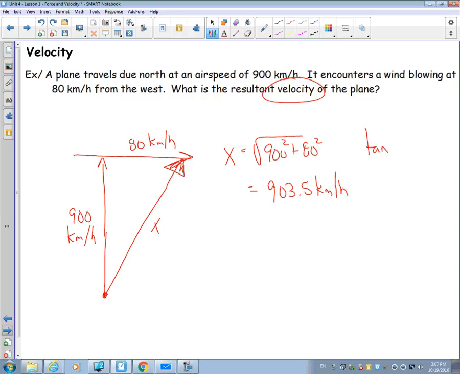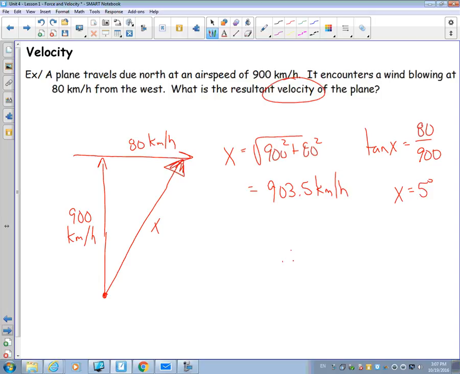And we can find the angle we're going at now by using tan again, just like we did the first one with Chloe and Buffy and pushing that crate. Okay, and my opposite is 80, my adjacent is 900. Take our inverse, it's a really small angle. Angle is only 5 degrees.